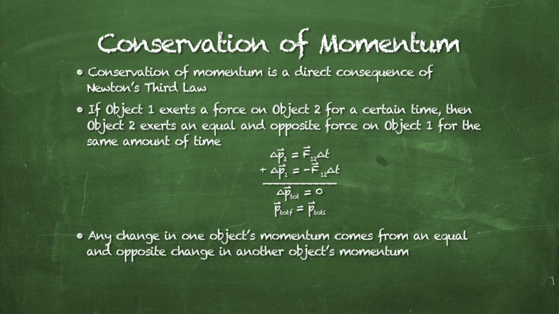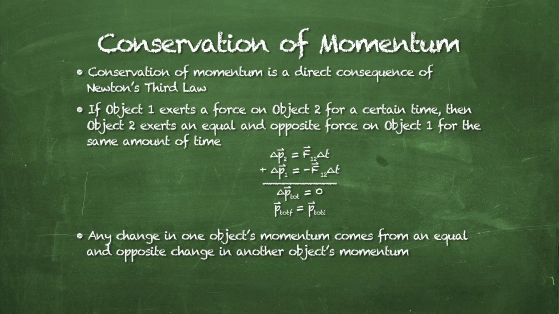So any change in one object's momentum comes from an equal and opposite change in the other object's momentum, or the total amount of momentum in the universe is constant, and it's exchanged between objects when forces are exerted, when objects exert forces on one another.